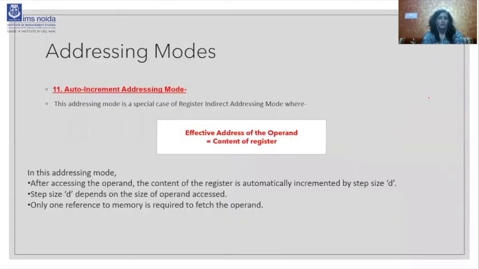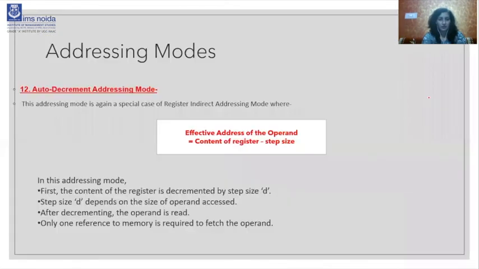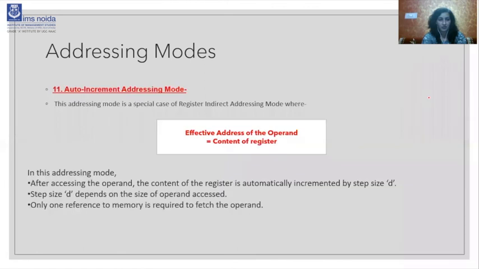Now come to the next one, auto increment, and the last one is auto decrement, right? Basically both are related. Auto increment means you have to increment the value and search the operand at the +1 location. What is auto decrement? Auto decrement means you have to decrement the address and find the operand, right?